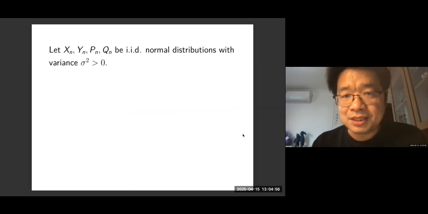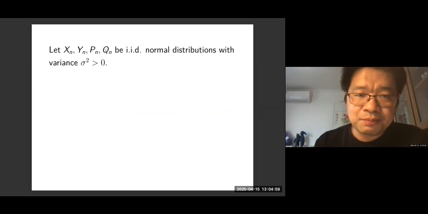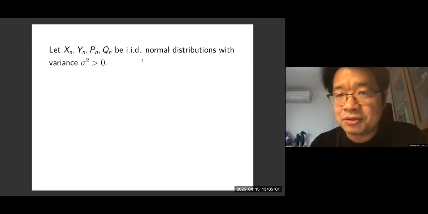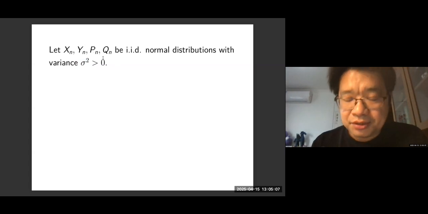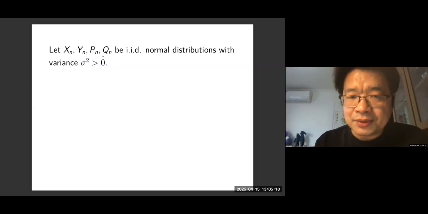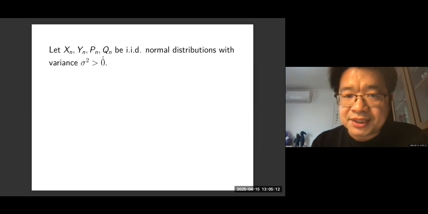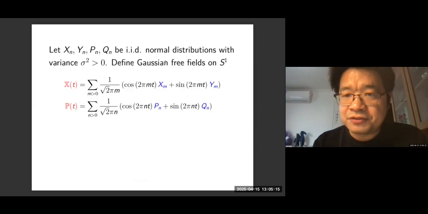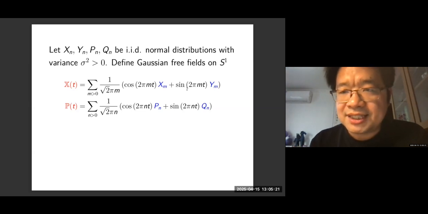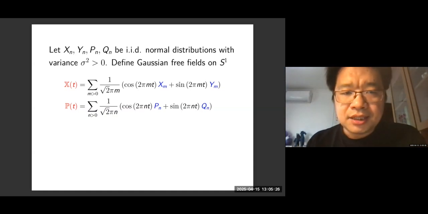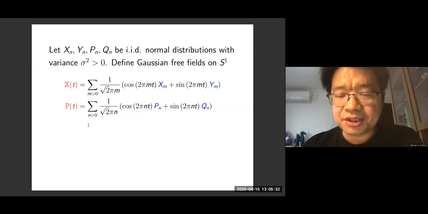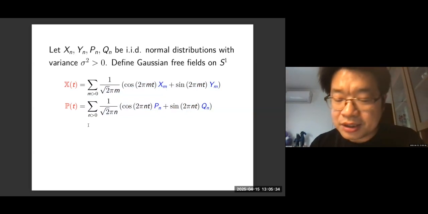Let's prepare some distributions. Let's prepare a set of independent normal distributions with variance sigma squared, that is x_n, p_n, and so on. I'm going to organize these into two stochastic processes. We define these Gaussian free fields on the circle by combining these components with cosines and sines, the free modes on the circle. Let's call them x(t) and p(t). These are two stochastic processes on the circle, and basically it's about Brownian motion.